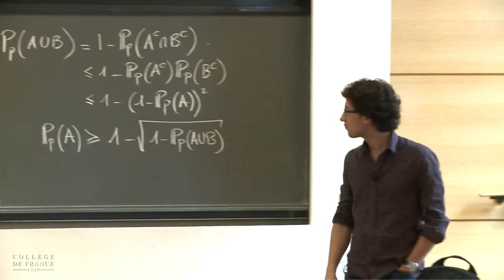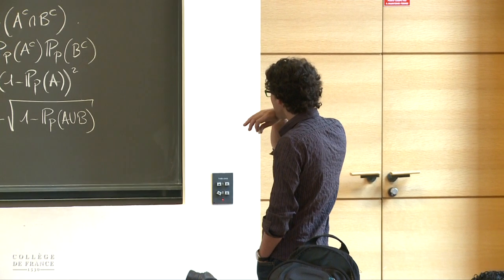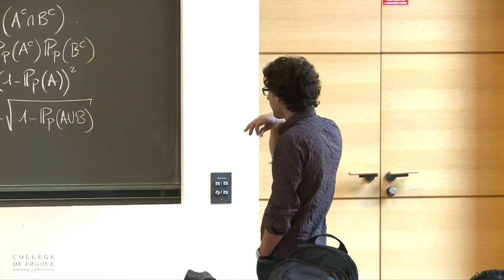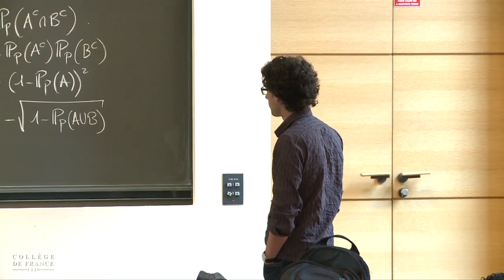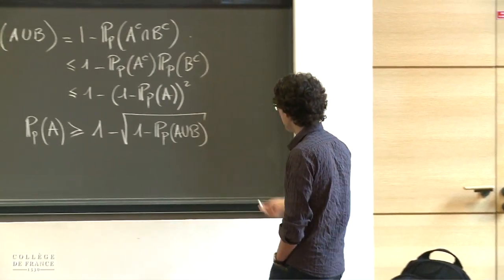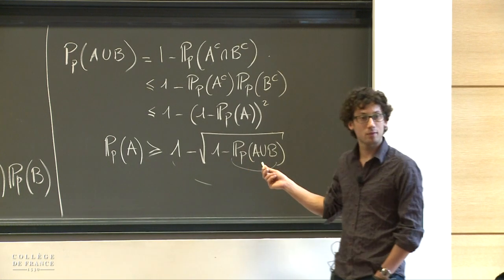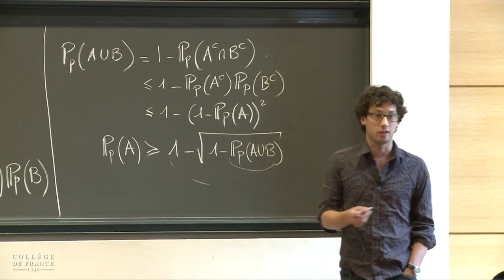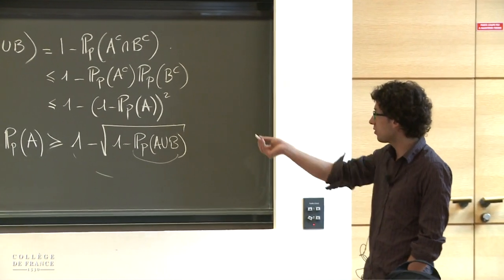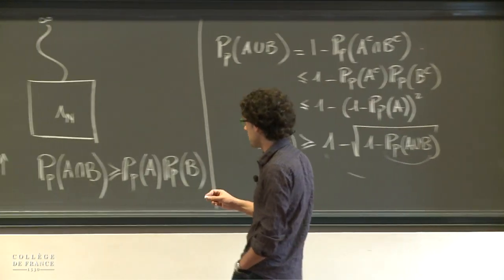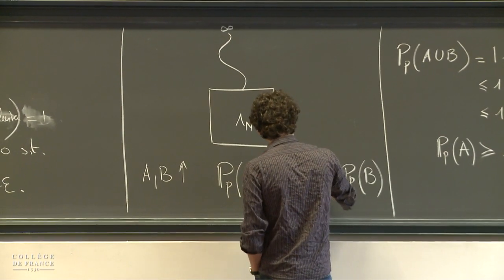Something like that. So I get something better than before, because if this thing is close to 1, then this thing is close to 1. Right? So this is called the square root trick. And this is really something to remember as soon as we have an FKG type inequality.